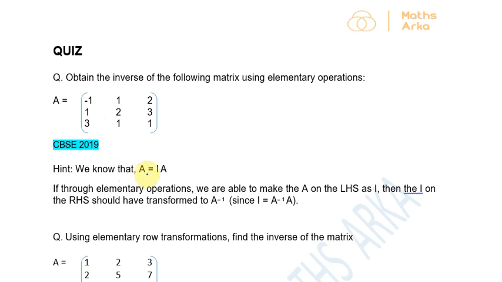You have to write A is equal to identity matrix into A, and then through elementary operations you have to try to make this A into I, that is the identity matrix. Whatever elementary operation is done on this, the similar elementary operation would be done over this I as well, and this I would change to A inverse. So it would take the form of I is equal to A inverse A. Whatever form this I has taken, that would be our A inverse. Okay.